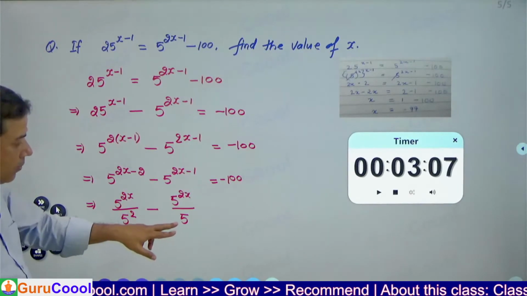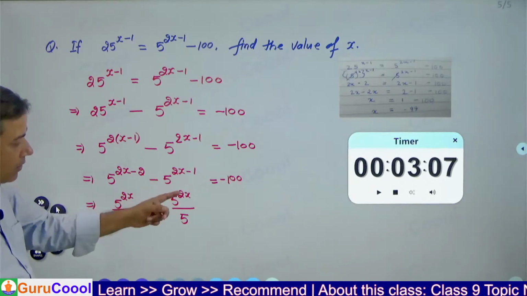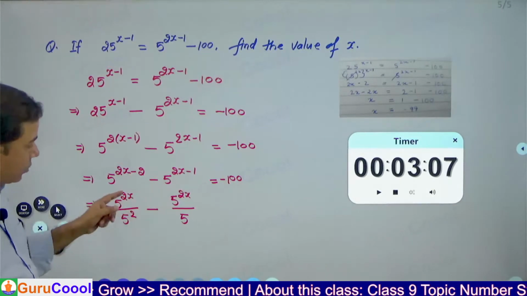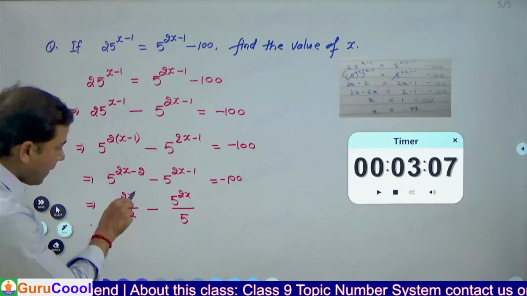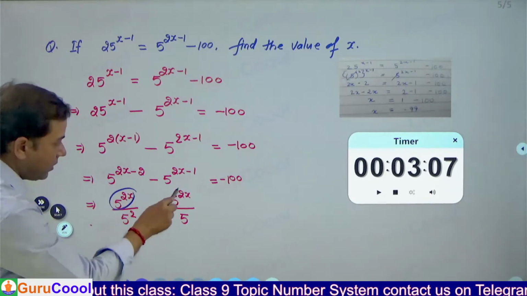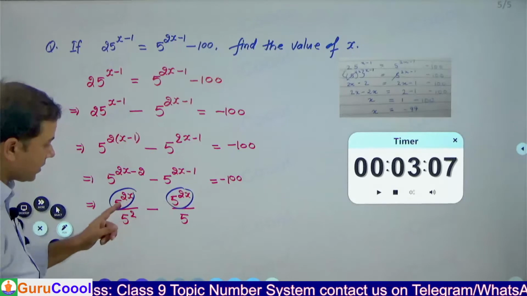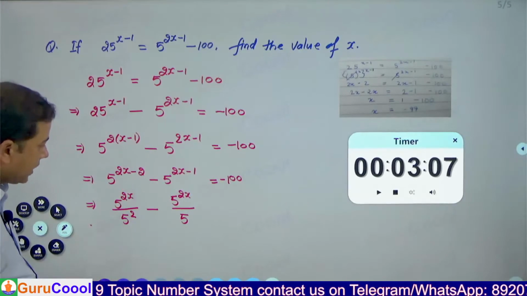Because it's in the denominator, we can subtract the power. It will be 2x minus 1 here and 2x minus 2 here. So we can make it the same. Now see, the bases with the same power are the same here in the two terms. We can take that common in the next step.